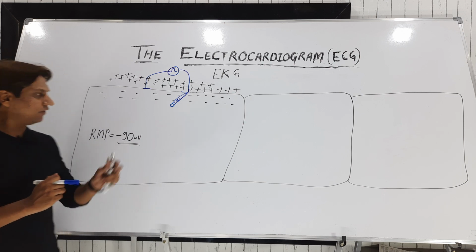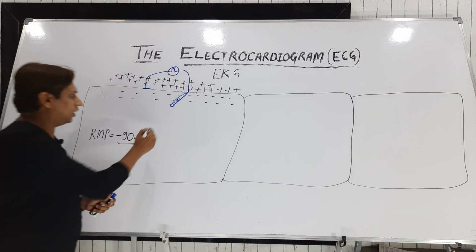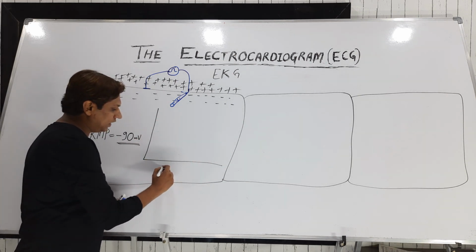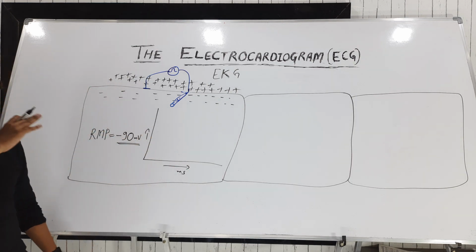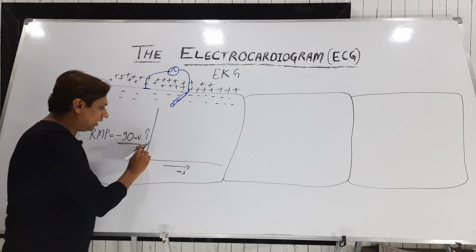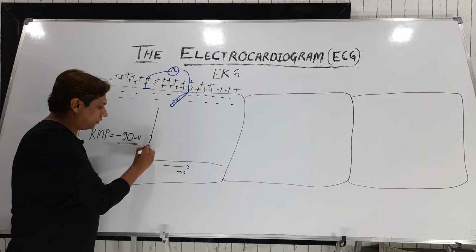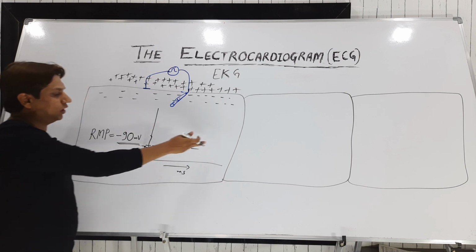Now, if we plot this same resting membrane potential on a graph, on the x-axis we take the time duration in milliseconds, and on the y-axis we take the electrical voltage in millivolts. At the resting condition, it is around minus 90 millivolt, so we get a straight line at minus 90 millivolt in this graph.